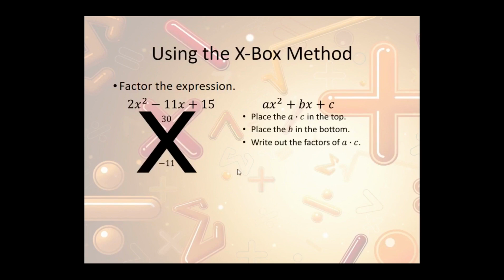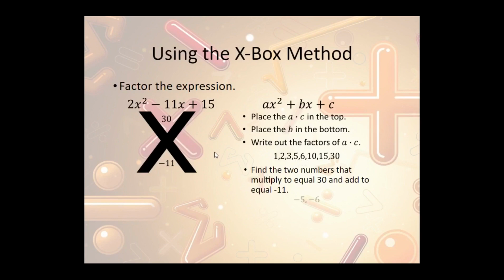So we write out the factors of 30, and we get 1, 2, 3, 5, 6, 10, 15, and 30. Well, we know that 30 is positive, so then we need to have two numbers that are both the same sign, which add to get negative 11. Well, 5 and 6 gives us 11. So if they're both negative, that would give us negative 11. So this would be negative 5 and negative 6. So we go ahead and place that there.